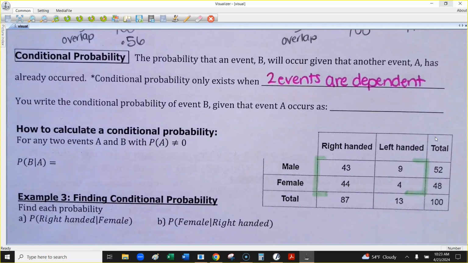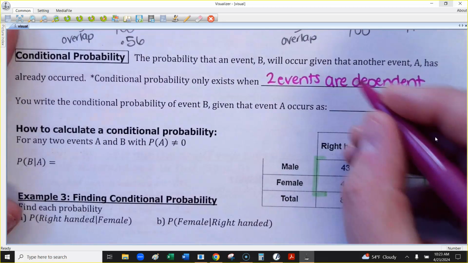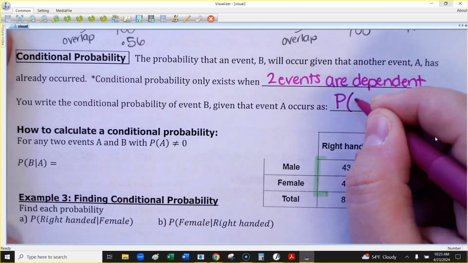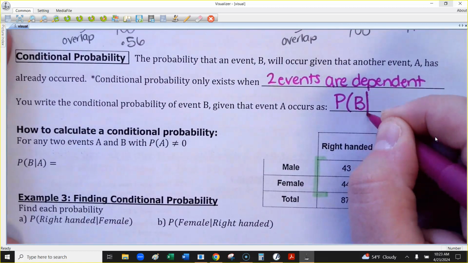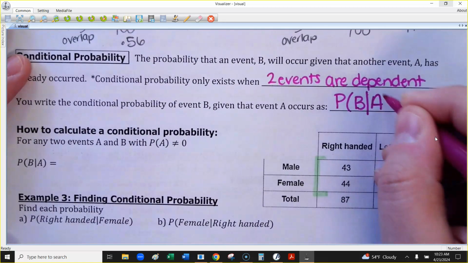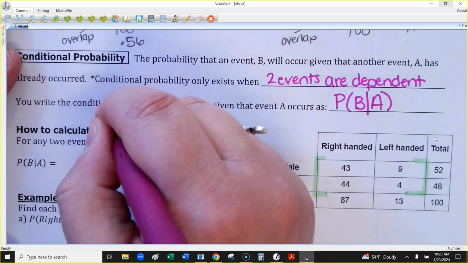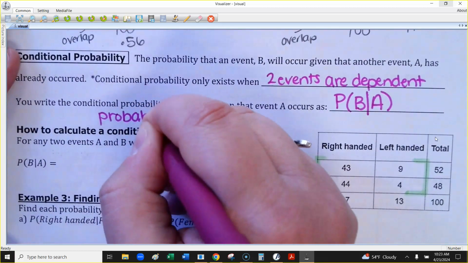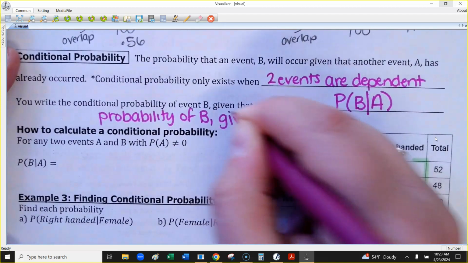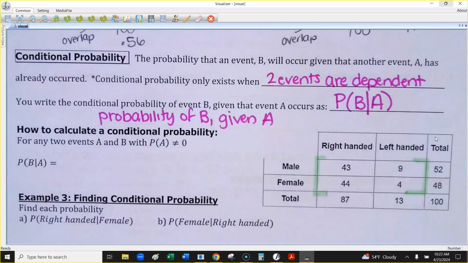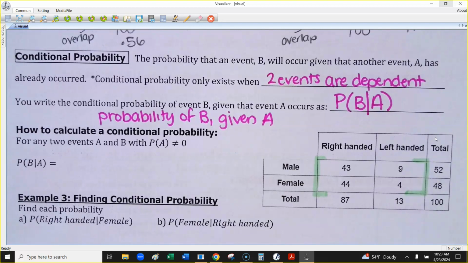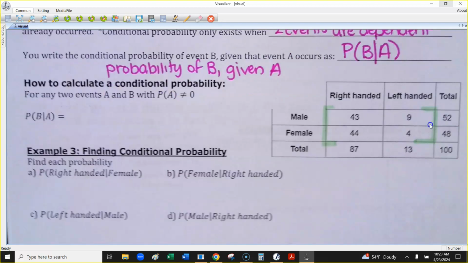You write conditional probability like this in notation. It's a capital P with parentheses, you see a B, then a longer bar, just a straight line, and then an A. The way I would read that is the probability of B given A. So the probability B happens given that you know A has already happened. Now I'm going to give you the formal way to find this.